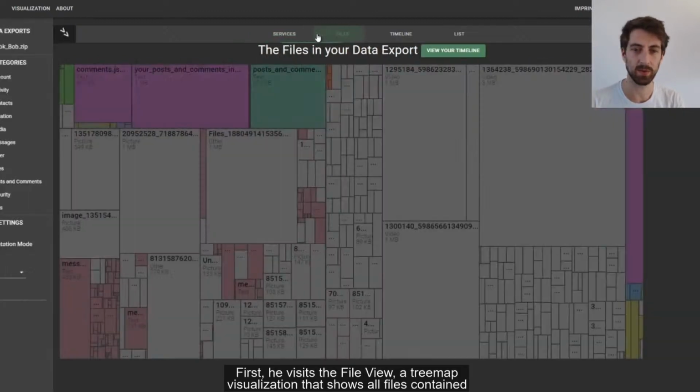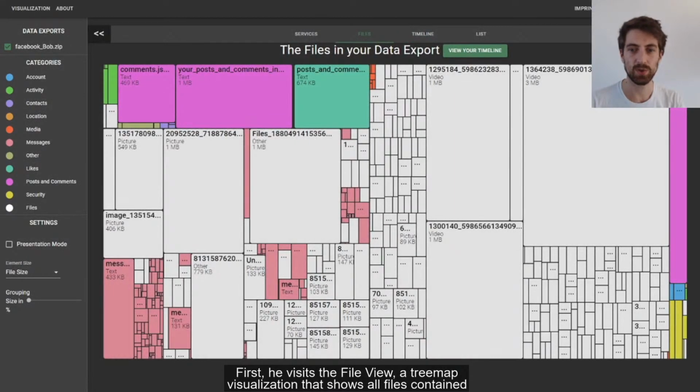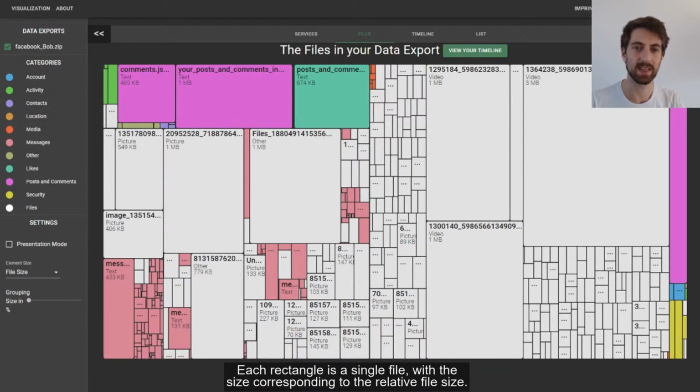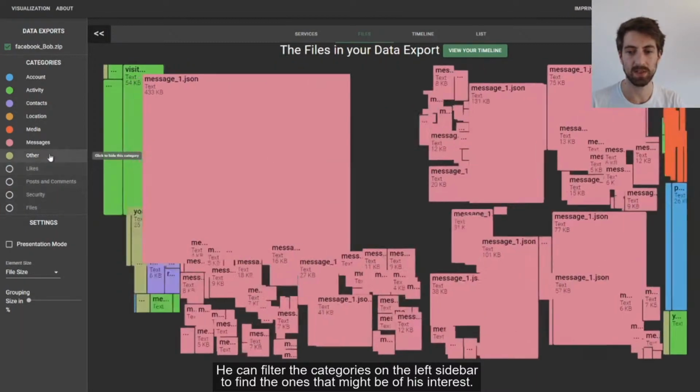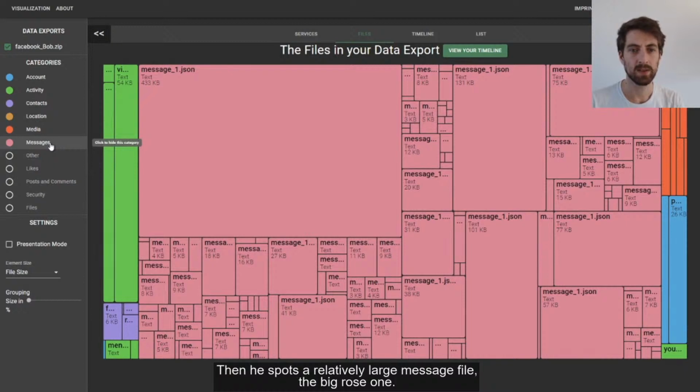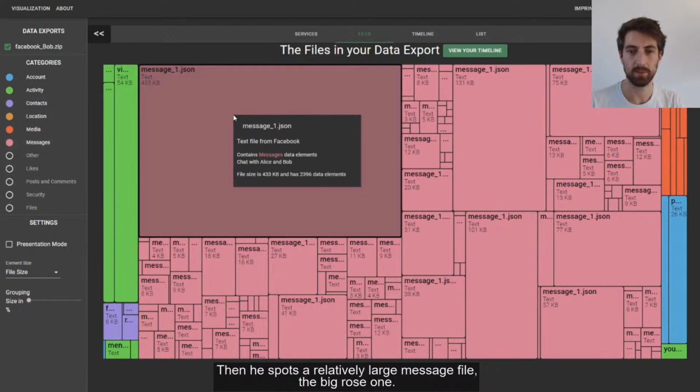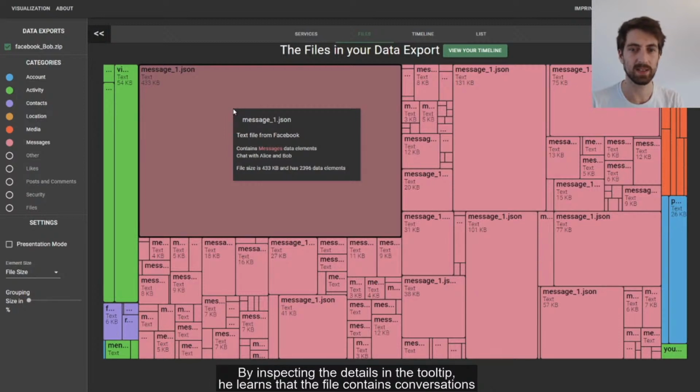First, he visits the file view, a tree map visualization that shows all files contained in his data export. Each rectangle is a single file, with the size corresponding to the relative file size. Here he can see the amount of images and videos which is stored by the service. The color of the files indicates the category. He can filter the categories on the left sidebar to find ones that might be of interest. He then spots a relatively large message file, the big rose one. By inspecting the details in the tooltip, he learns that the file contains conversations with Alice.